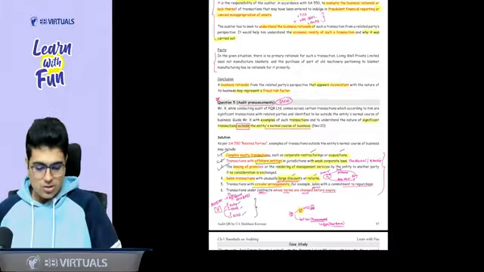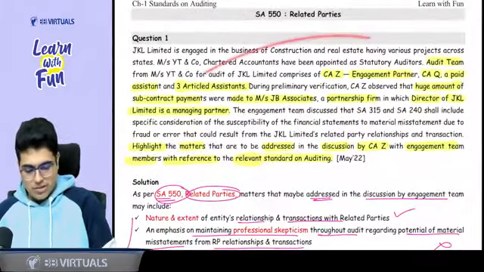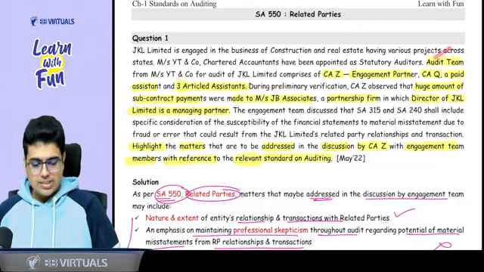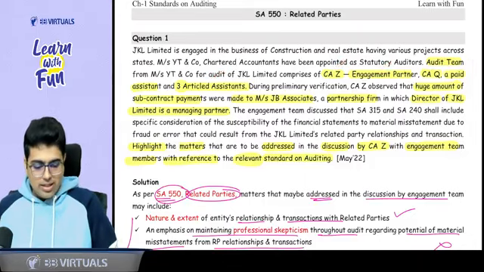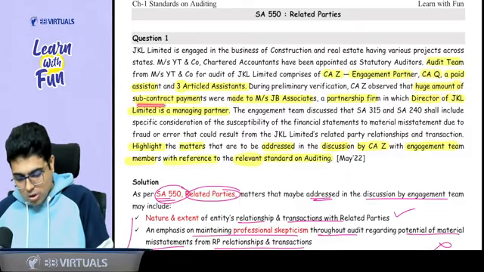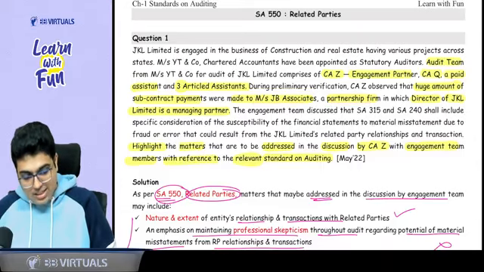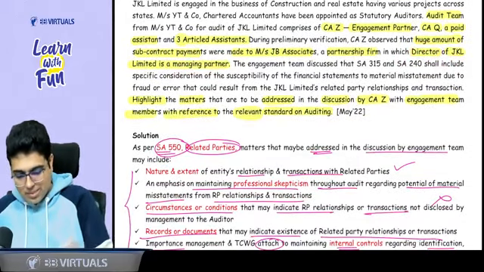Now let's do a question on this concept. Come to your question bank and there we have question number 1. Quickly revising this question, see what it says. There is an audit team which has 3 types of members: CAZ, engagement partner; CAQ, paid assistant; and an article assistant. They have observed that there is a huge amount of subcontract payment made to JB Associates, a partnership firm in which the director of JKL Limited is managing partner. Understand now what is happening?